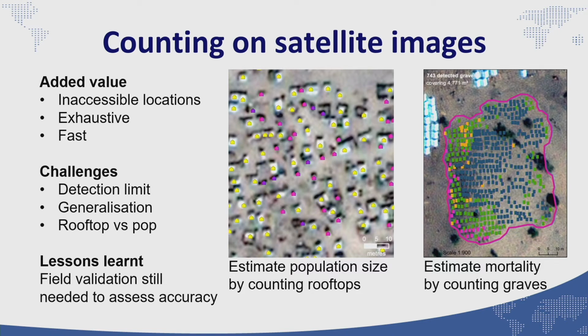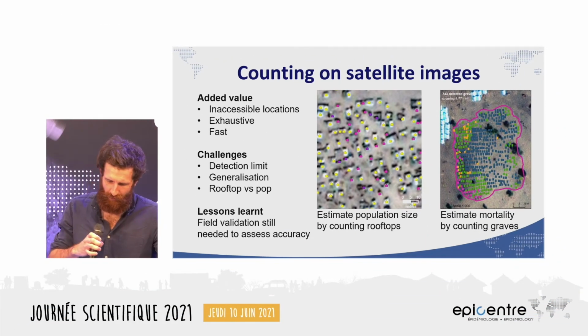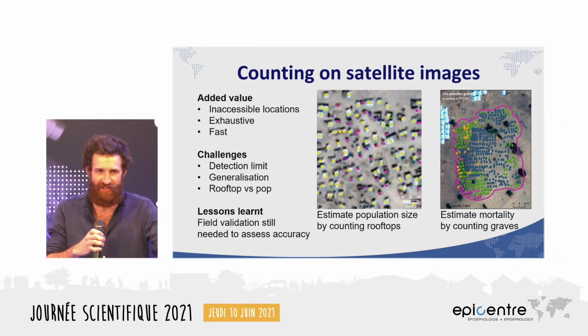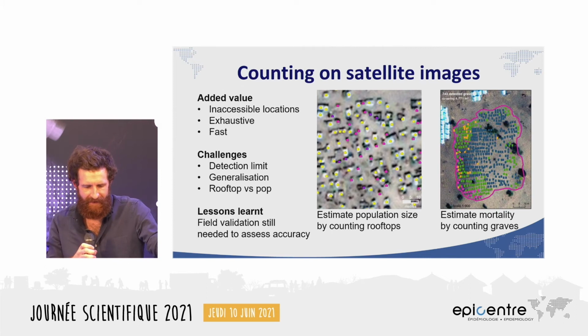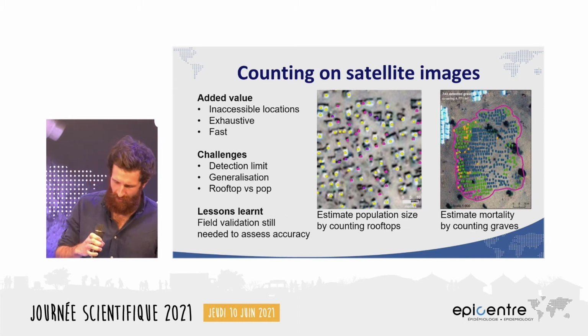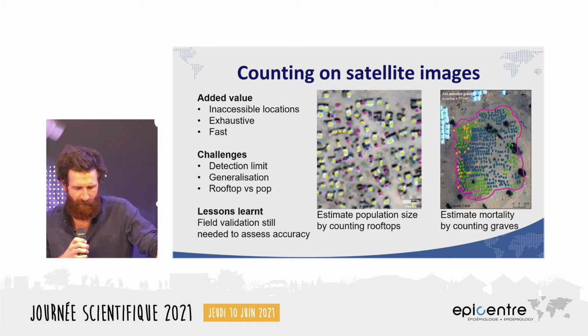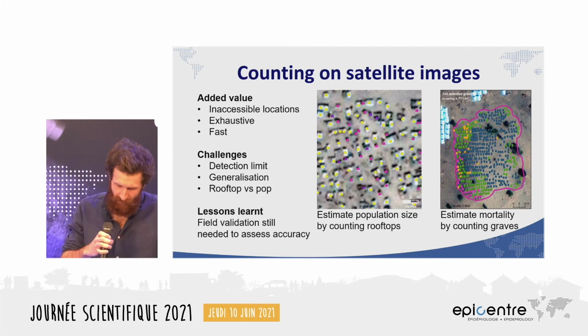However, there are some limitations to what a computer can do, and very often manual counting is still needed. Plus, these methods are usually on a case-by-case basis, and it's not possible to extend them or to generalize them. And even if you can count the number of roofs, it doesn't mean that you know exactly how many people there are. So we need to further improve the detection algorithms and validate them by comparing them with other methods of counting people in the field.